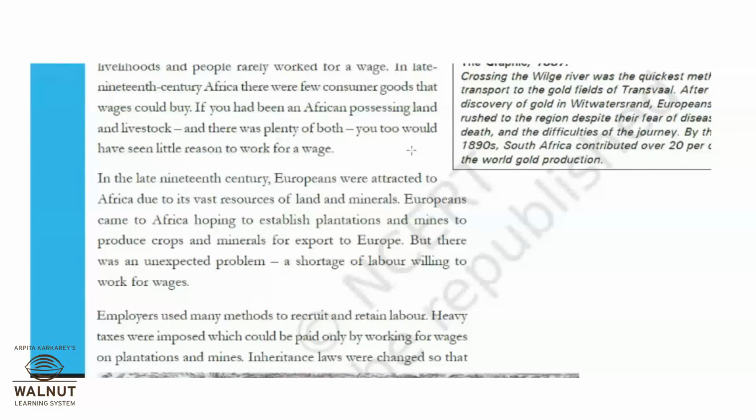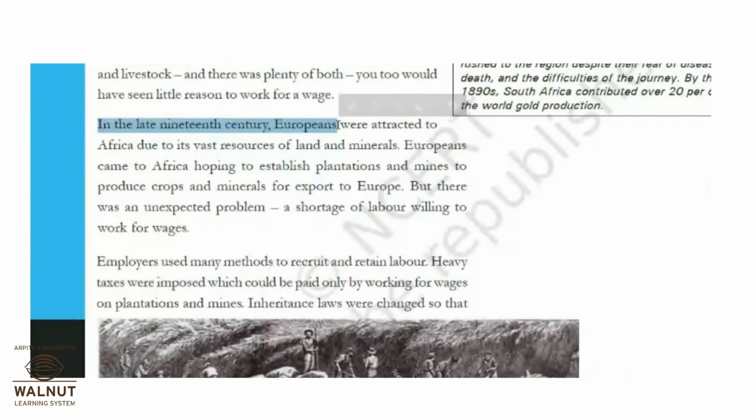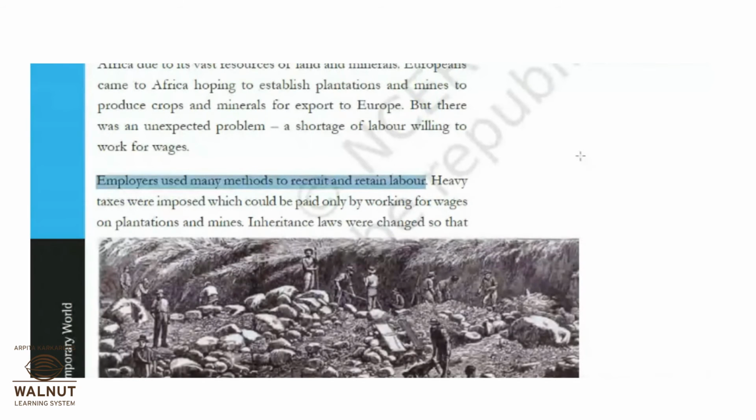Next, in the late 19th century, Europeans were attracted to Africa due to its vast resources of land and minerals. Europeans came to Africa hoping to establish plantations and mines to produce crops and minerals for export to Europe. But there was an unexpected problem, a shortage of labor willing to work for wages. Employers used many methods to recruit and retain labor.